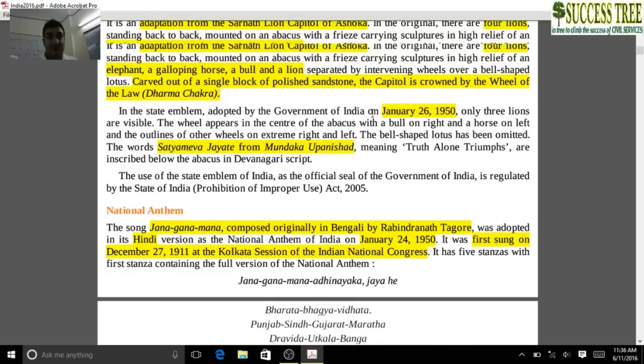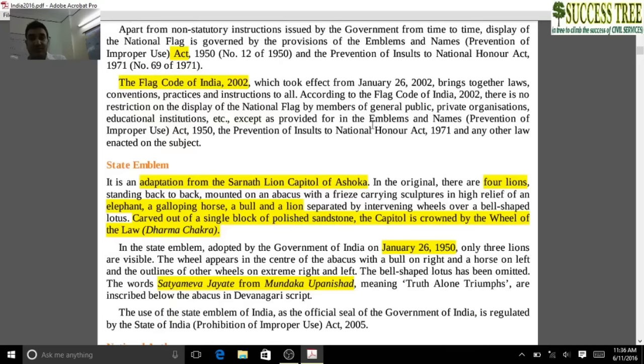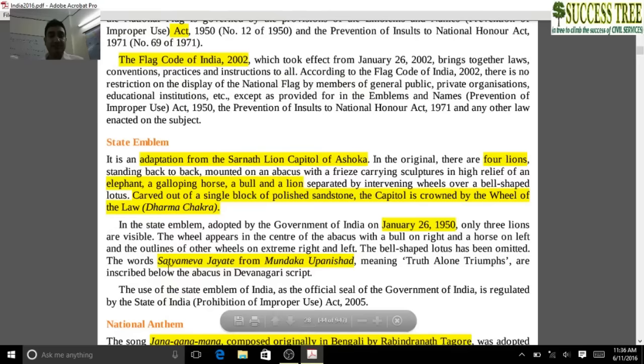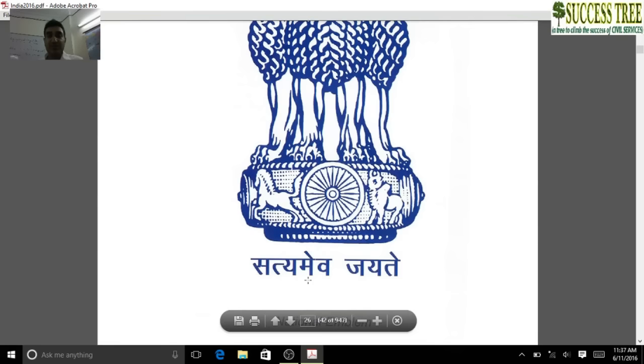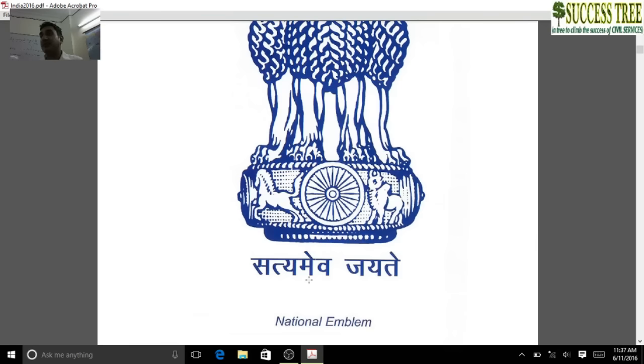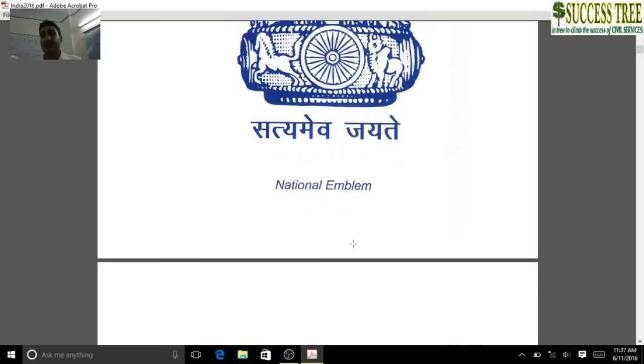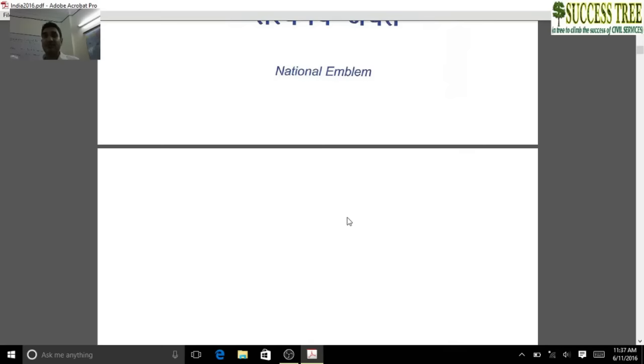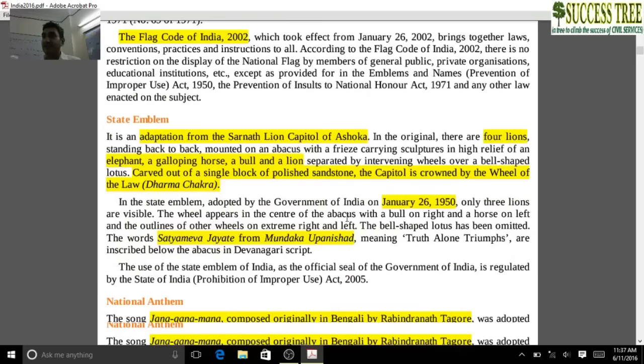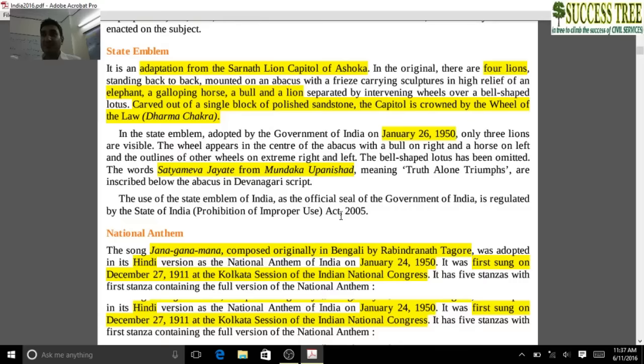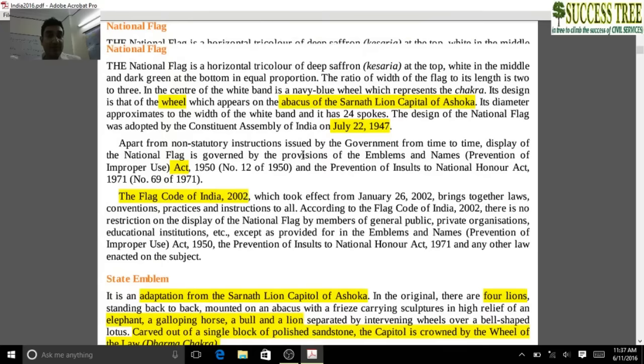Come below. The state emblem was adopted on 26 January 1950, on our Republic Day. You also find written there, Satyameva Jayate, from the Mundaka Upanishad. You can find on the state emblem, Satyameva Jayate written below in Hindi. The question UPSC asked last year was from where Satyameva Jayate has been adopted? From the Mundaka Upanishad. So these kinds of facts are given directly, so you can say it has come from history, or from the India Year Book, whichever way you like.